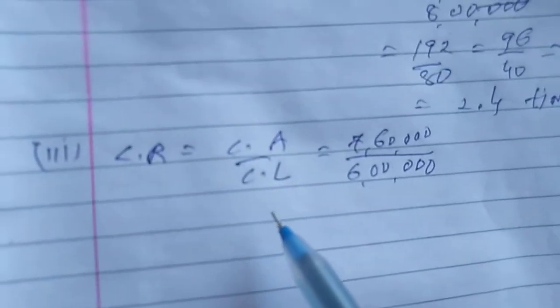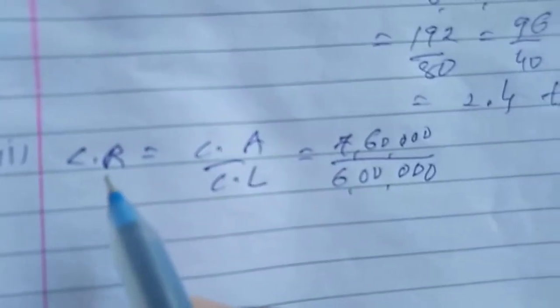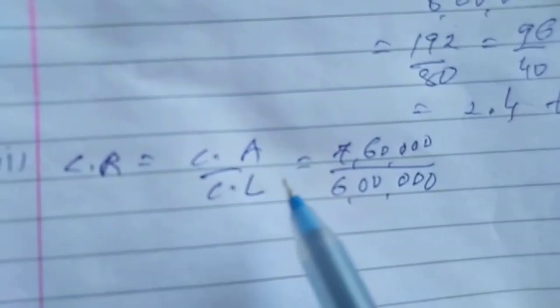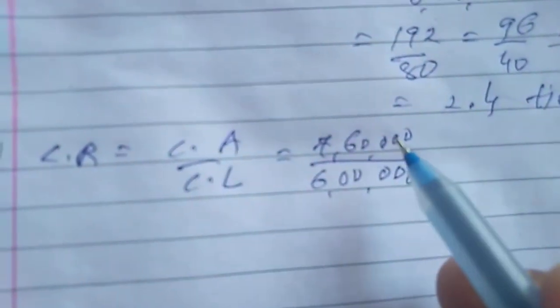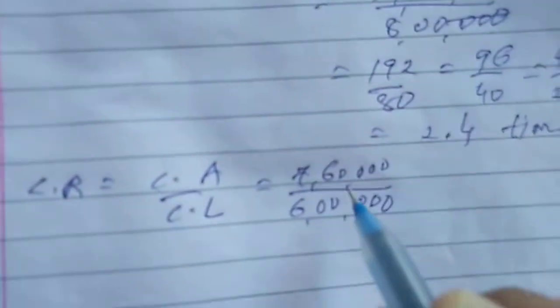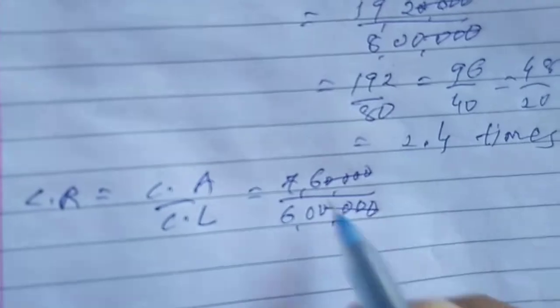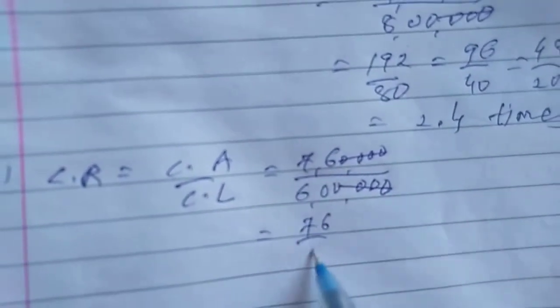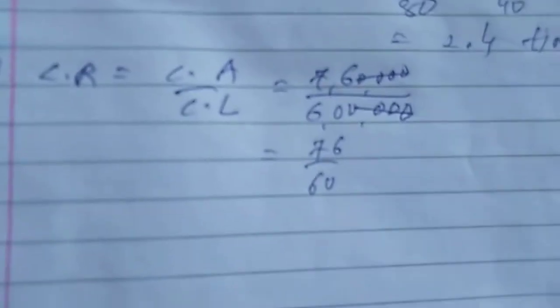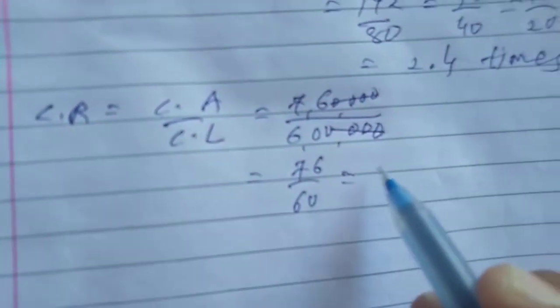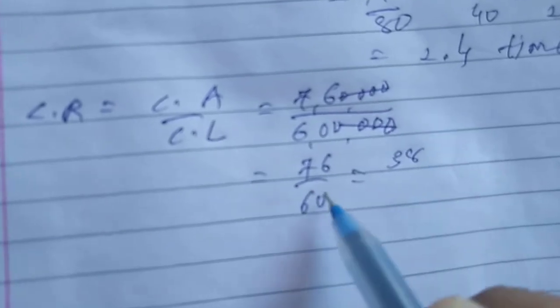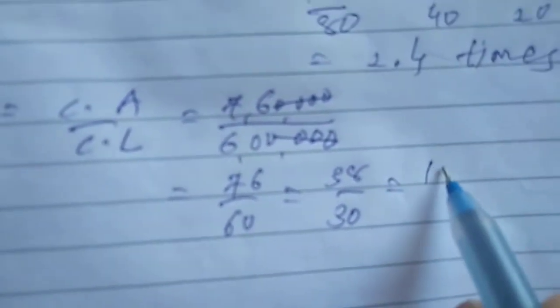Current asset upon current liability. You have to remember the formula. Current ratio is equal to current asset upon current liability. So current asset 7,60,000, current liability 6 lakh. Here 40 cut, so remaining is 76 divided by 60. Write 76 divided by 60 in reduced form. Half of 76 is 38, half of 60 is 30. Again half of 38 is 19, half of 30 is 15. If you do it in reduced form, it will be easy for calculation.